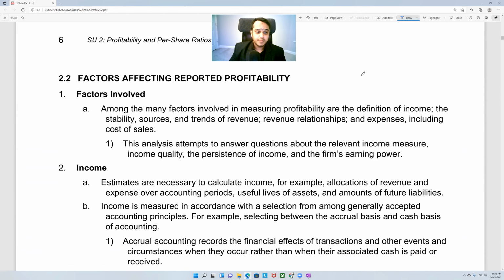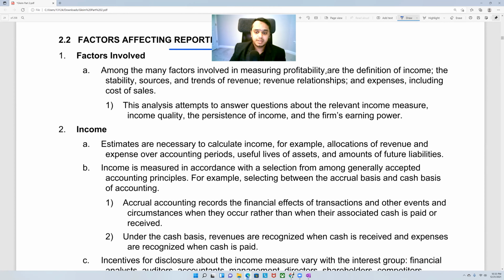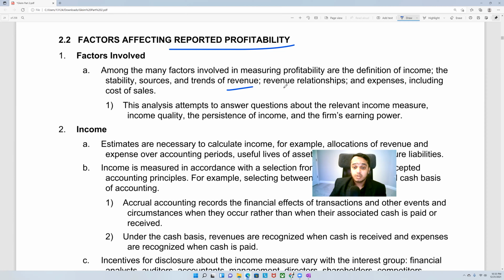Now, moving forward, factors that are affecting reported profitability. Income is a big factor which will affect it. What all other factors are in here? Your revenue is a big factor. Your revenue relationships, your expenses, including cost of sales. These all are really important, and they affect the profitability.